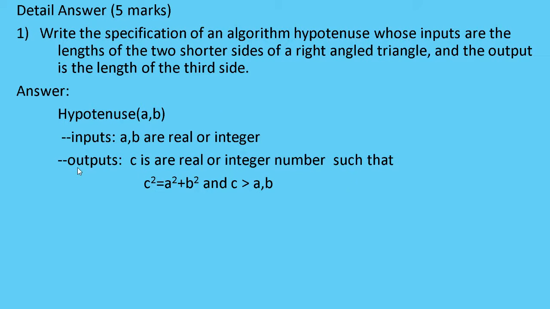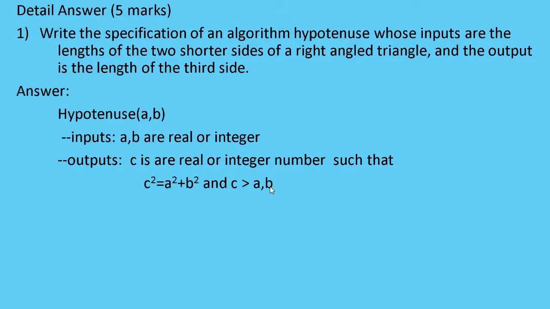Next, the input-output relation, that is outputs: C is a real or integer number such that C square can be found using the formula for a right angled triangle. C square is equal to A square plus B square, or we can also write C is equal to root of A square plus B square. So C square is equal to A square plus B square, and C should be greater than A and B.